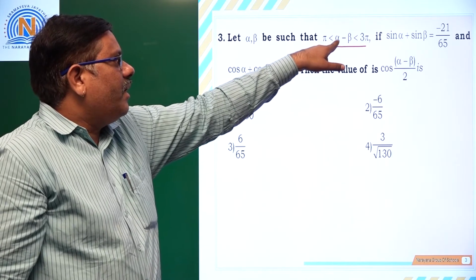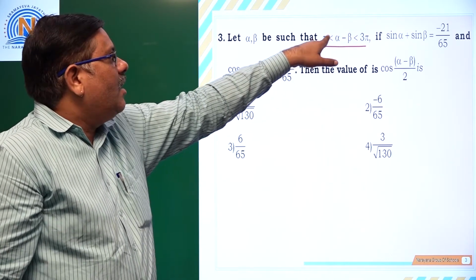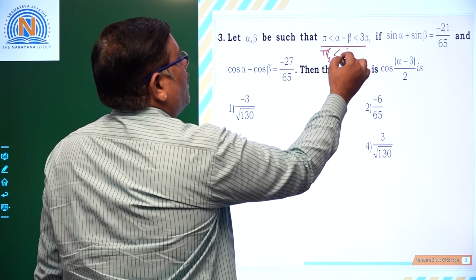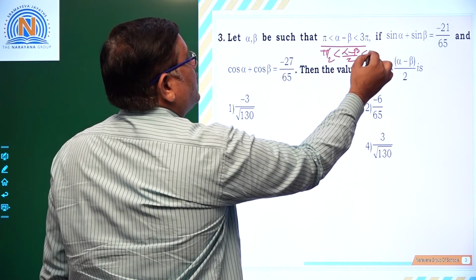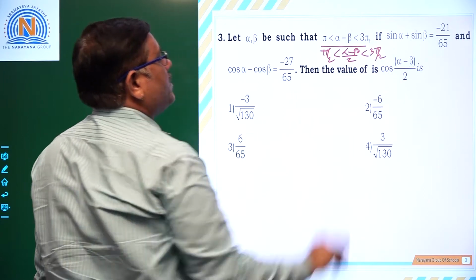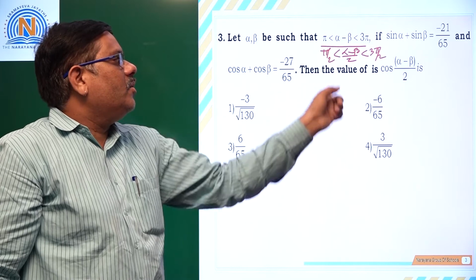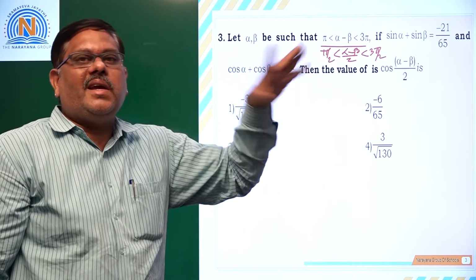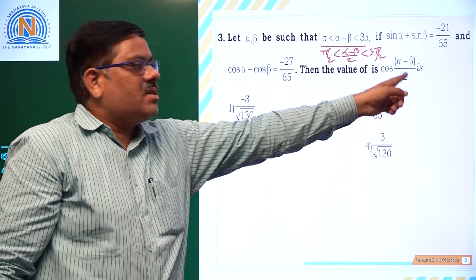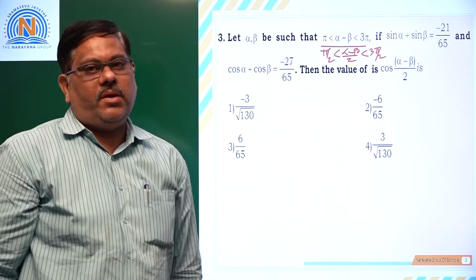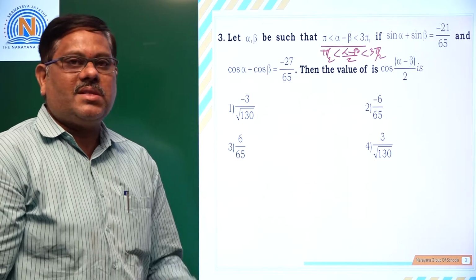Anyway, if alpha minus beta lies between pi and 3 pi, then alpha minus beta by 2 lies between pi by 2 and 3 pi by 2, which means alpha minus beta by 2 lies in the second to third quadrant. Their cos is negative. So whatever resultant answer we get, we have to take it as minus for cos of alpha minus beta by 2. That is the confirmation. At the end anyway we will see that.